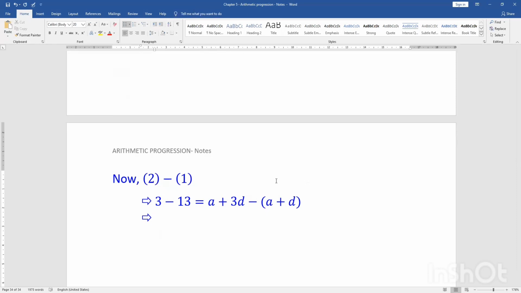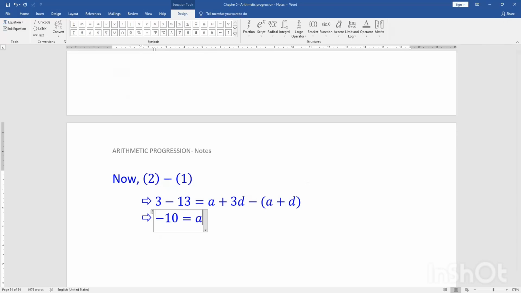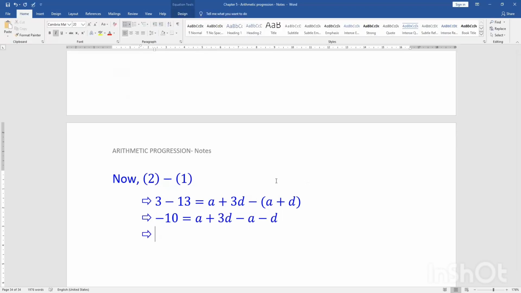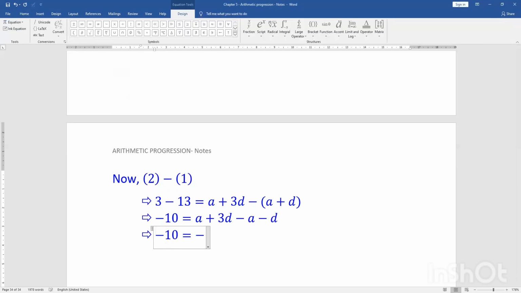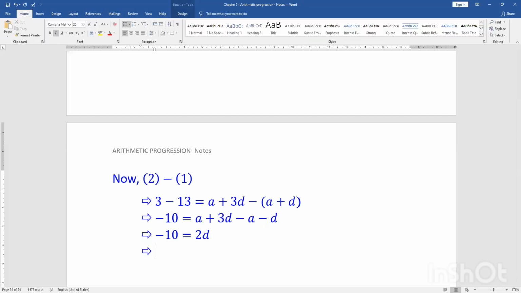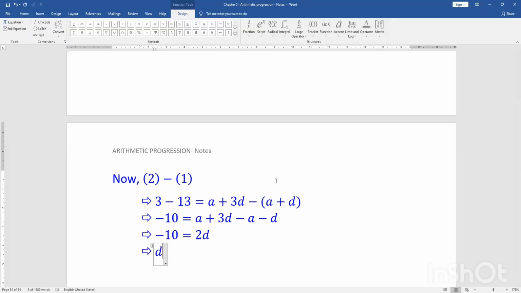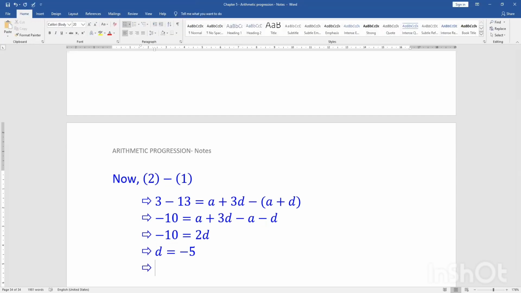What is 3 minus 13? It should give you minus 10. Minus 10 equals a plus 3d minus a minus d. Now here a and a get cancelled. We get minus 10 equals how much? It will be 2d, right? 3d minus d is nothing but 2d. Okay. So d is equal to minus 5, right? The minus sign is there. That's why you should put d as minus 5. Okay.